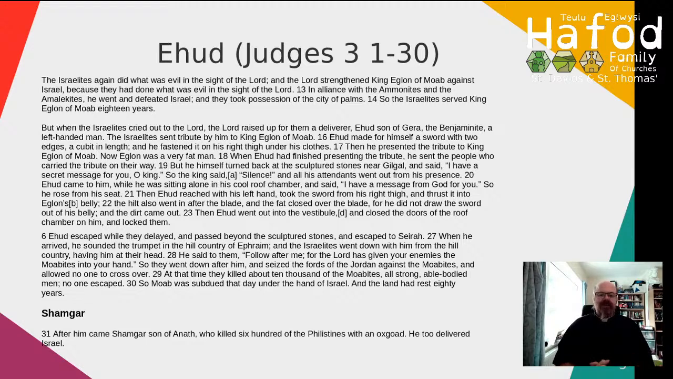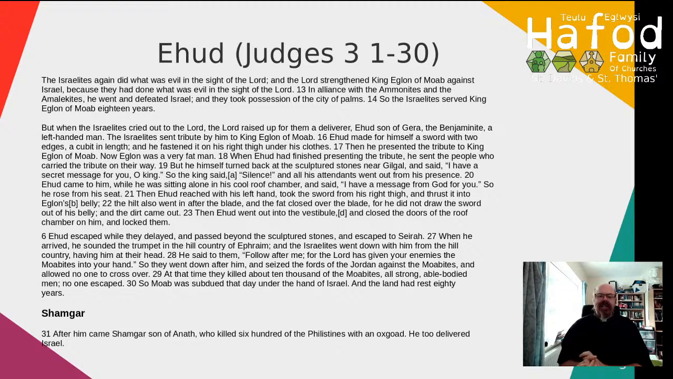When Ehud finishes presenting the tribute, he sent the people who carried the tribute away, but he himself turned back at the sculpture stones near Gilgal and said, "I have a secret message for you, O king." So the king said, "Silence," and all his attendants went out from his presence. Okay, so he's alone in the room. Ehud came at him, and while he was sitting alone in the cool roof of his chamber, he said, "I have a message from God for you." So he rose from his seat.